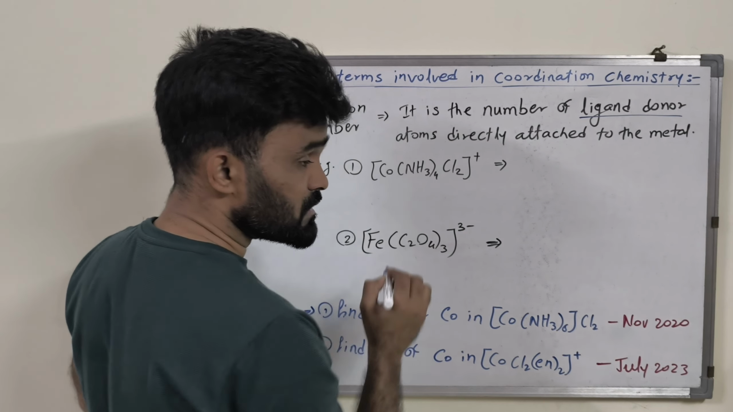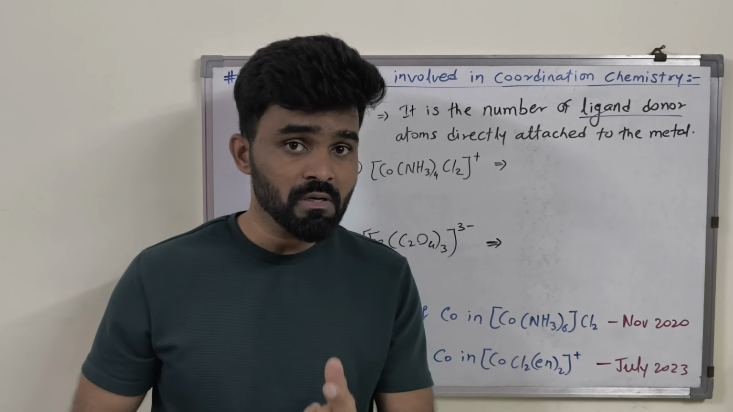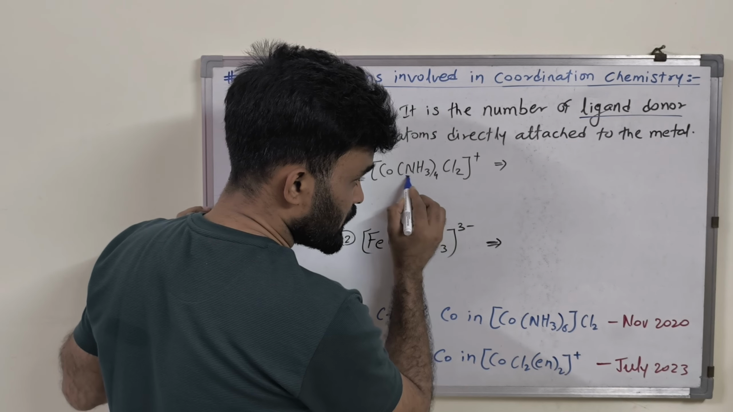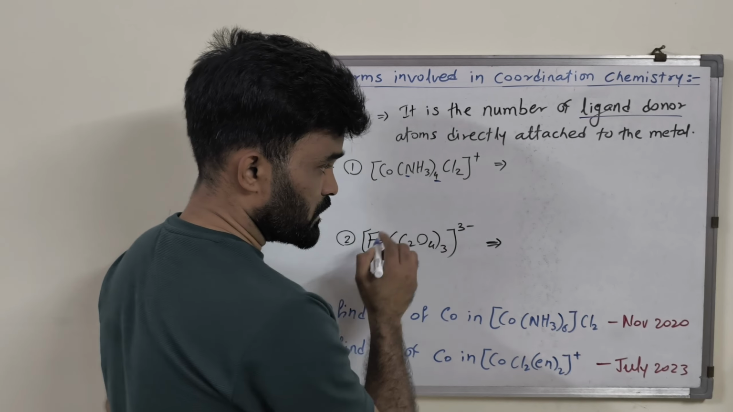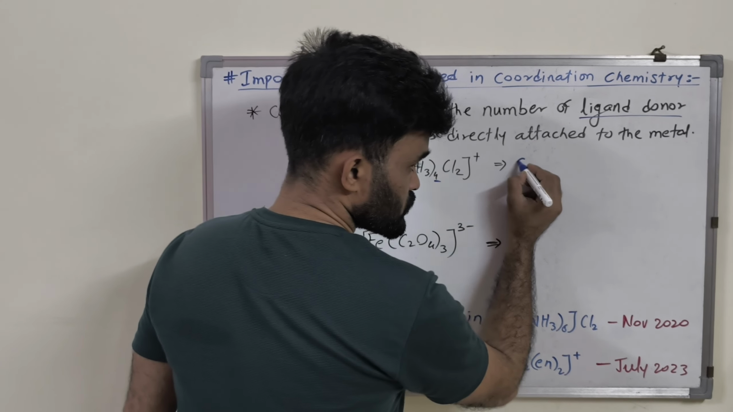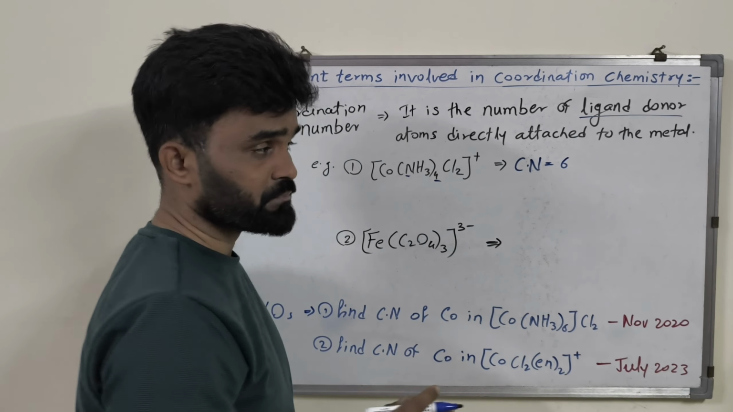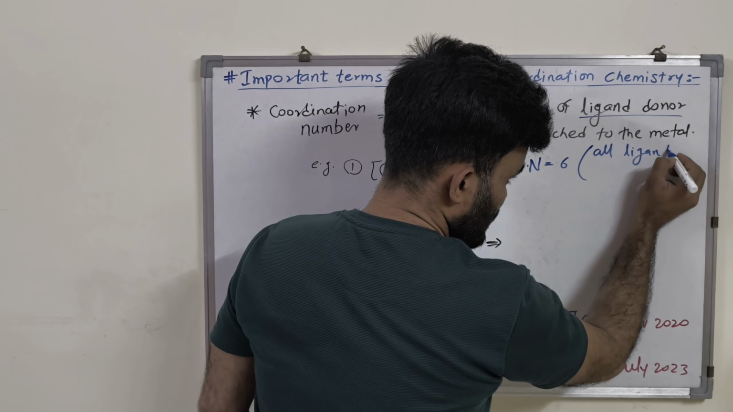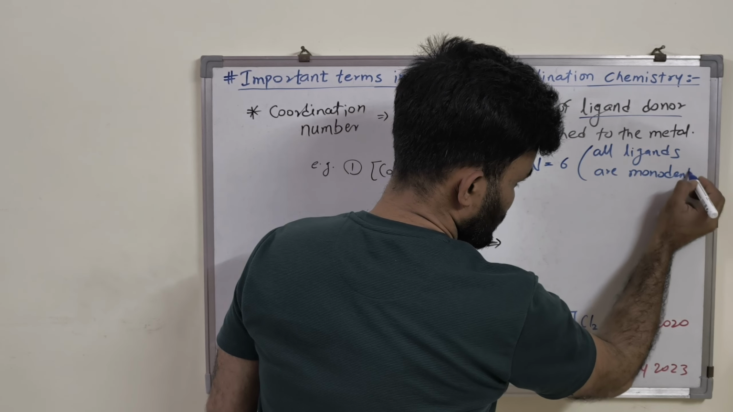Here NH3 is a monodentate ligand and Cl is also a monodentate ligand. So how many nitrogen in ammonia, or how many ammonia are there? Total 4. Monodentate, monodentate. 4 plus 2, 6. So here in this case CN will be equal to 6, because all ligands are monodentate.